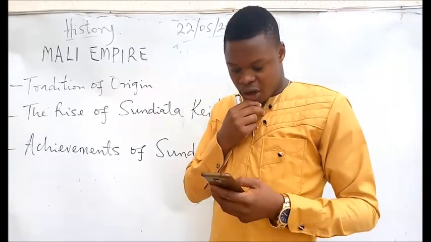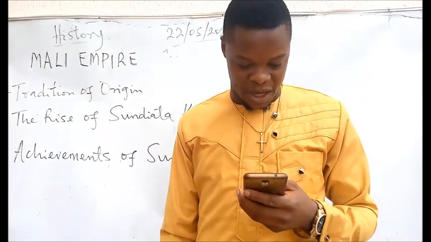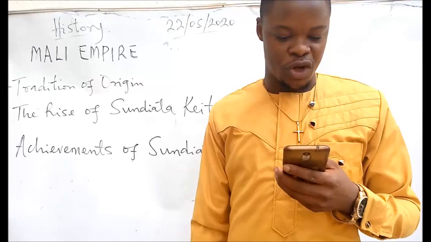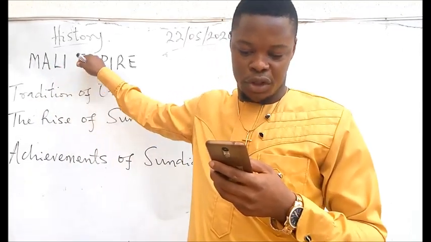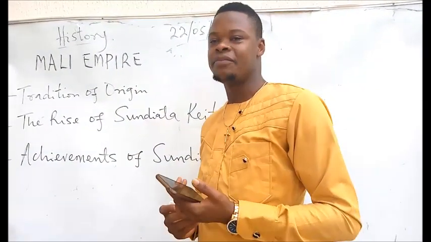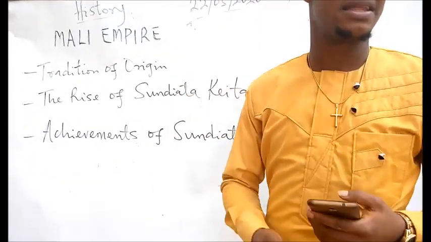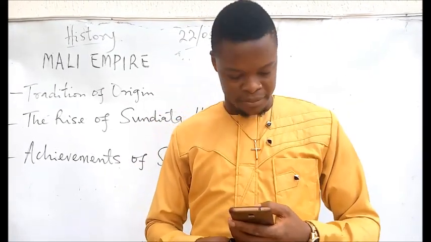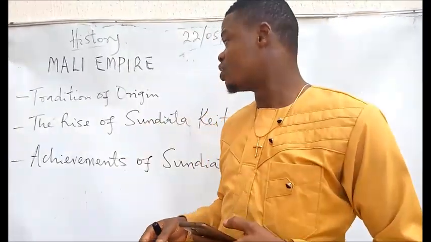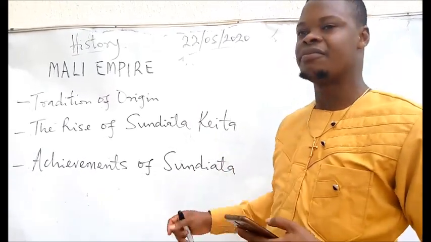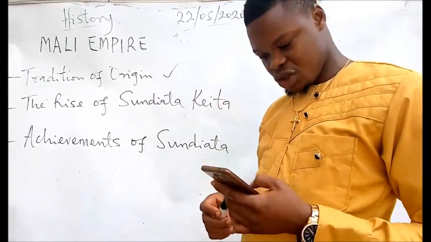So the objectives of this lesson are that by the end of the topic, the students should be able to discuss the tradition of origin of the Mali Empire. Should also be able to discuss the rise of Sundiata Keita. Whenever you mention Mali Empire, the first name that comes to your head is Sundiata Keita. That's the most important king of the Mali Empire. Then we also expect that you be able to mention the achievements and contributions of Sundiata Keita in the rise of the Mali Empire. So we quickly take off with the tradition of origin.